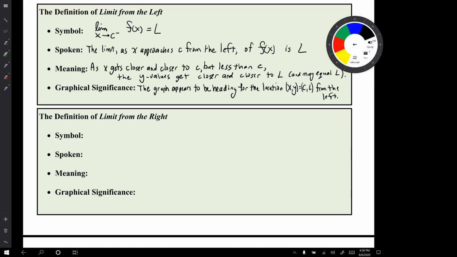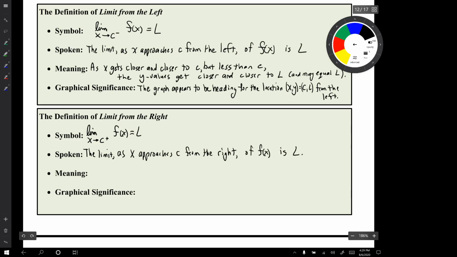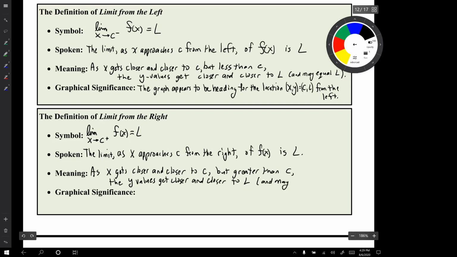The definition of the limit from the right is entirely analogous, so I'll quickly write that out. So the symbol looks just the same, except you have an x arrow c with a superscript plus sign denoting from the right. This is spoken in the following way: the limit as x approaches c from the right of f of x is L, and the meaning is entirely analogous. So the meaning is, as x gets closer and closer to c, but greater than c, the y values get closer and closer to L.